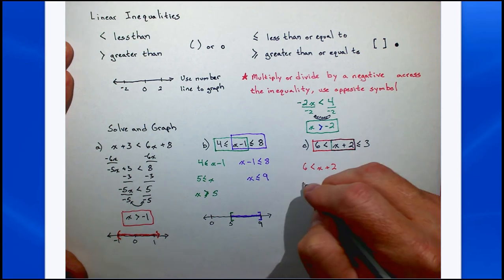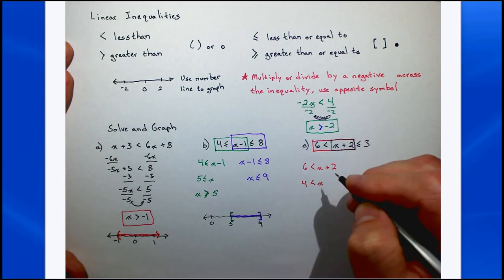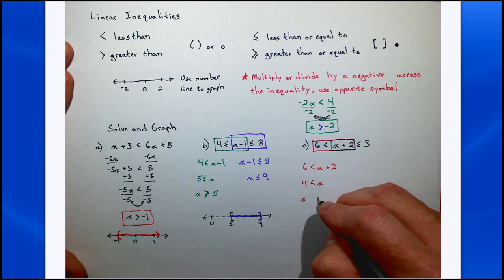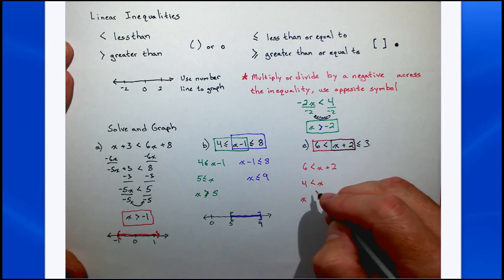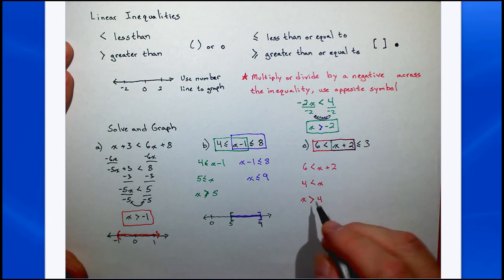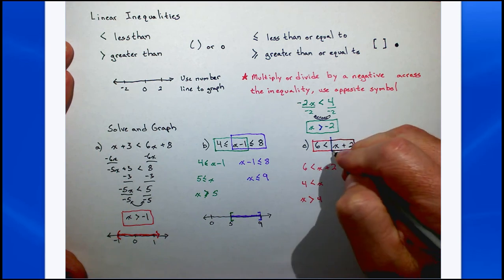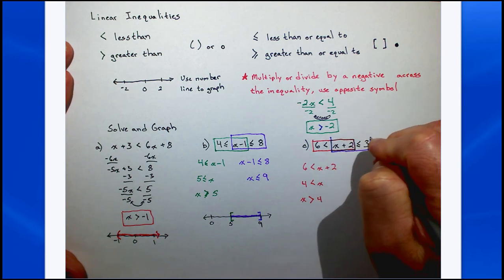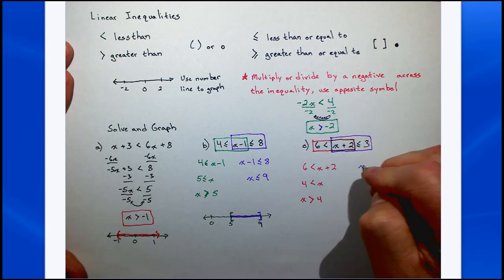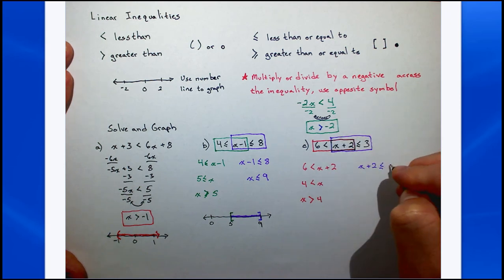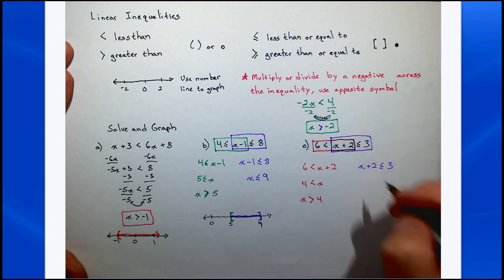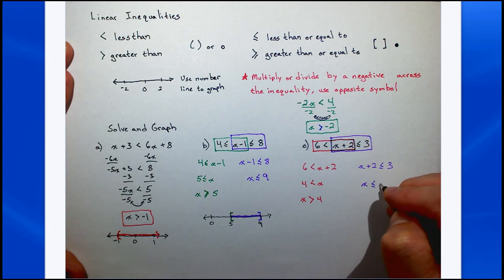Subtract 2 from both sides. 4 is less than x. So I'll rewrite it: x and 4. My inequality is pointing at 4, so I will make it point at 4 over here. So I'm saying x is greater than 4 for that one. And how about purple? I'm going to have x plus 2 is less than or equal to 3. Subtract 2 from both sides. X is less than or equal to negative 1. Nope, 1.